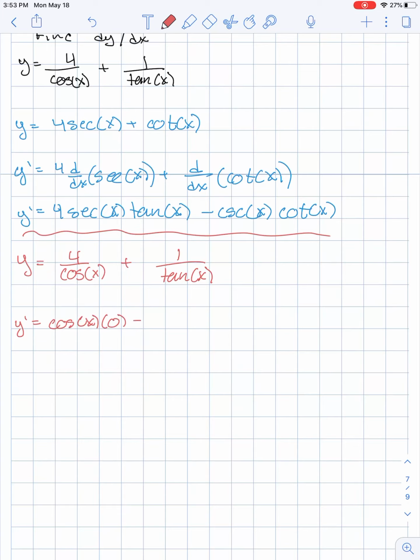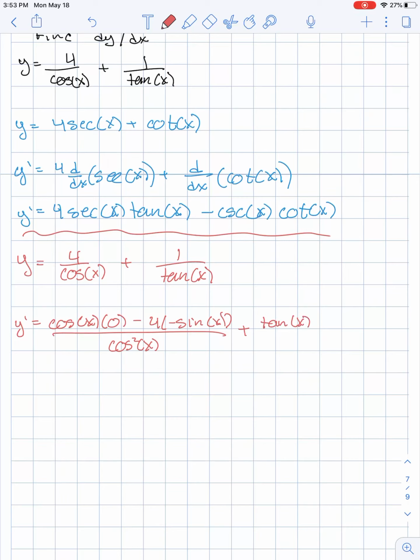So quotient rule is low d high, the derivative of 4 is 0, minus high d low, all over low squared. Right, so that's how I got cosine times 0. That's d high, the derivative of just 4 is 0, minus 4 times the derivative of cosine, which is negative sine of x, all over cosine squared.